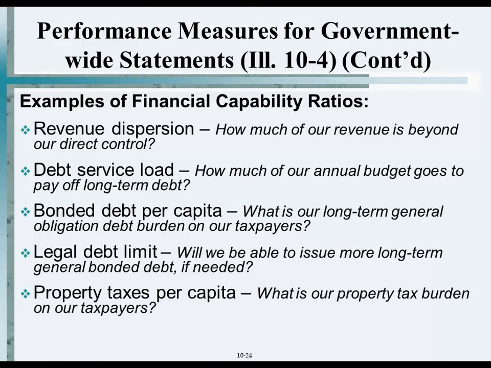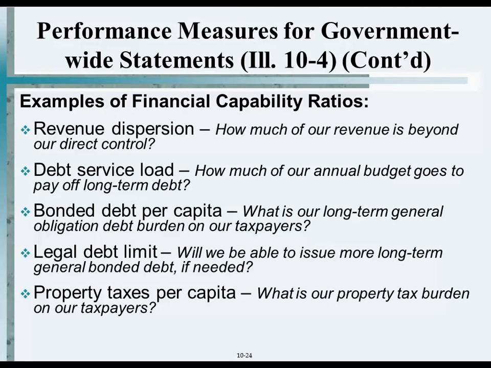Revenue dispersion: how much of our revenue is beyond our direct control, and this is what I was talking to you earlier about, one-shot revenues. Debt service load: how much of our annual budget goes to pay off long-term debt. And what I'd like you to do is, someday when you look at some federal numbers, look at what portion of our federal budget goes towards servicing debt. Bonded debt per capita: what is our long-term general obligation? I don't know what that number is. I know it was quite high, but it'd be interesting to see what it is at the federal level.